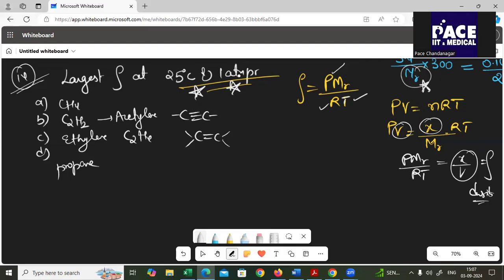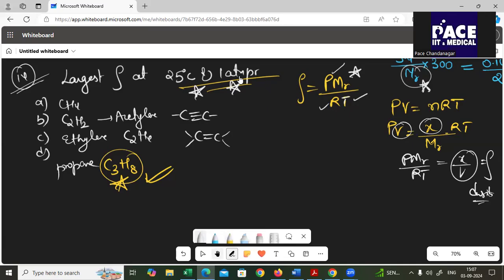Now, which of the following will have the largest density? Whoever is having the larger molar mass. Larger molar mass for which one? Propane is my C3H8. So definitely larger molar mass for C3H8 as compared to all of them, that is CH4, C2H2, C2H4 and C3H8. Obviously, C3H8 has got more molar mass, because your density is directly related to your molar mass. More the molar mass, more is the density. So that would be your answer there.